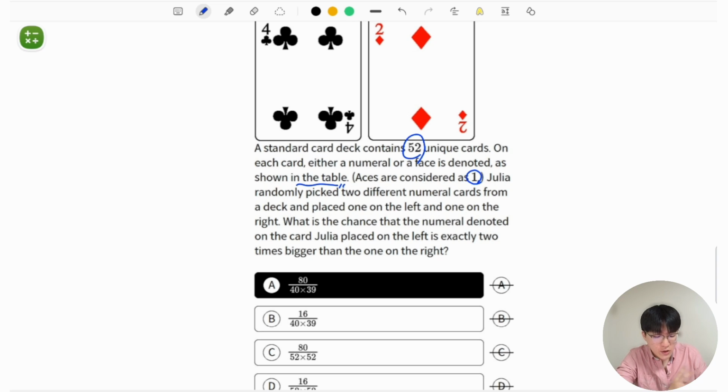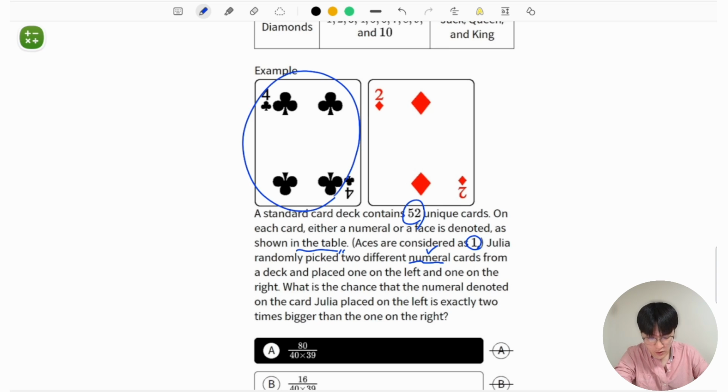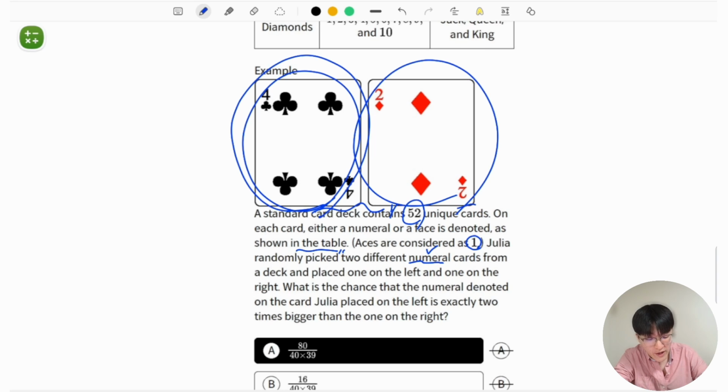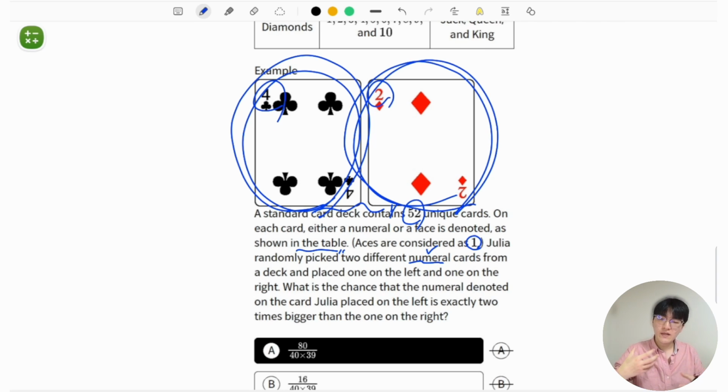Julia randomly picked 2 different numeral cards from a deck and placed one on the left and one on the right, as shown as such. What is the chance that the numeral denoted on the card Julia placed on the left is exactly 2 times bigger than the one on the right? So this is the situation that she's looking for. The left hand is twice as big as the number on the right hand. So 4 and 2 is a case. So this is as hard as it's going to get for probability in terms of SAT.